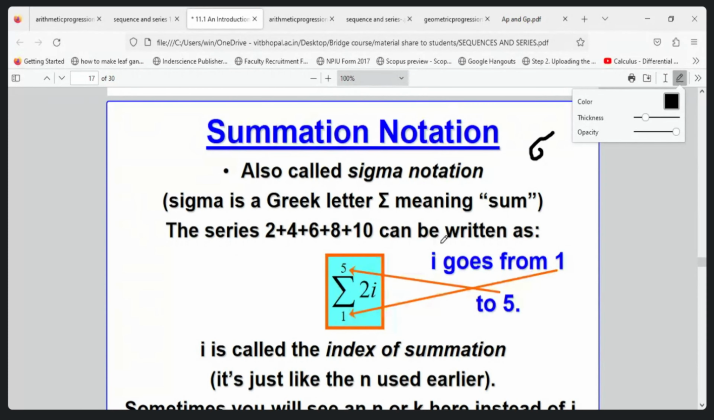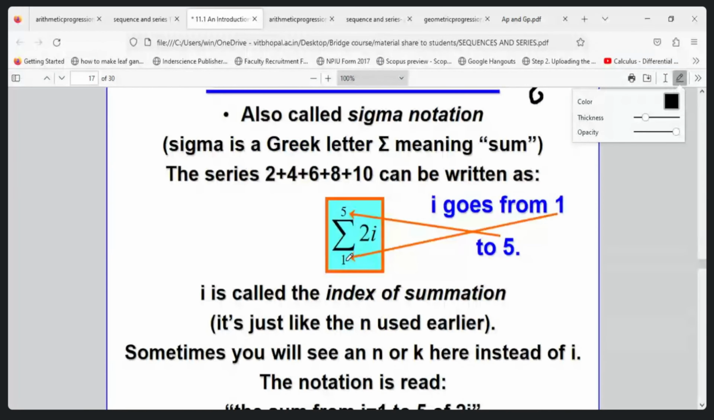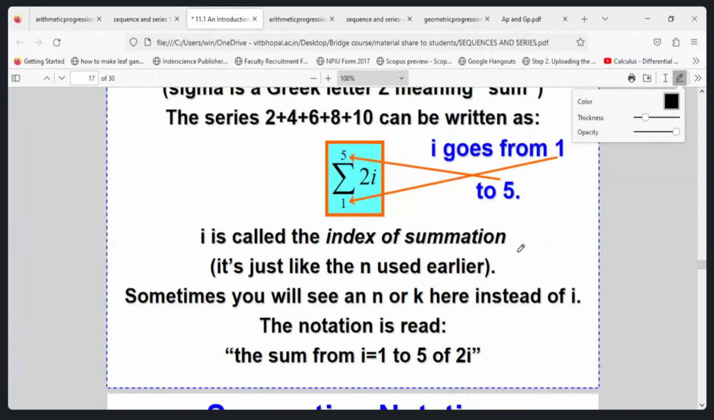So the sum of a series can be written as the summation with i equal to 1 to 5. 1 to 5 means all the elements including 1 and 5 itself. That means 1, 2, 3, 4, 5. The i going from 1 to 5 is called the index of the summation. It's just like the n used earlier. Sometimes you will see an n or k here instead of i.